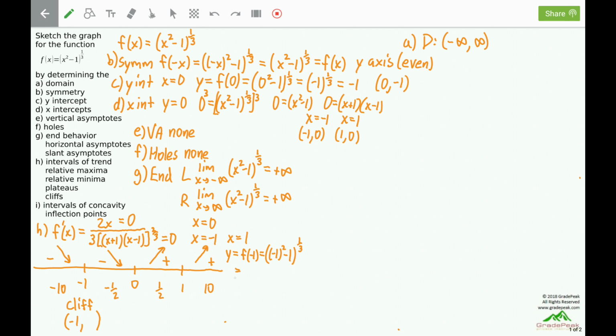-1 squared is 1, and then minus 1 to the 1/3 power. 1 minus 1 is 0, so we have 0 to the 1/3 power, which is 0, so we have a corresponding y-coordinate of 0.